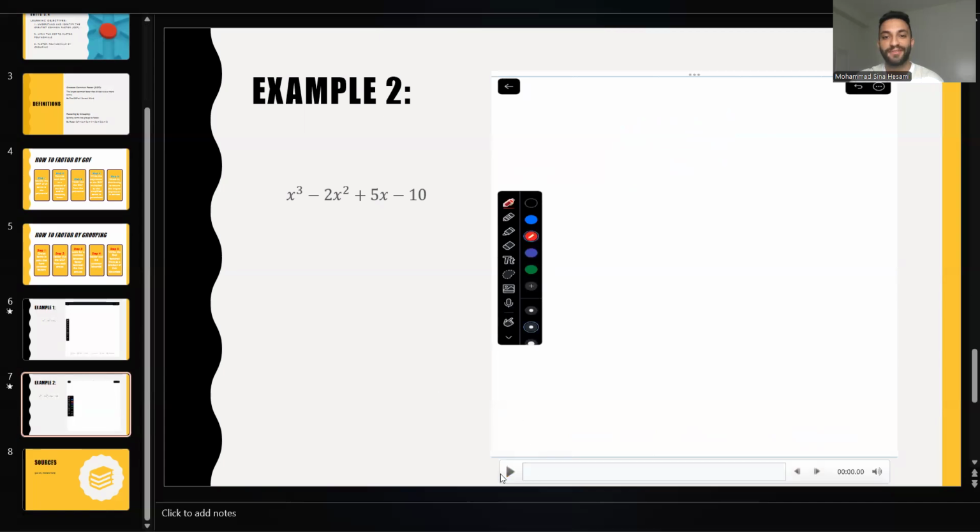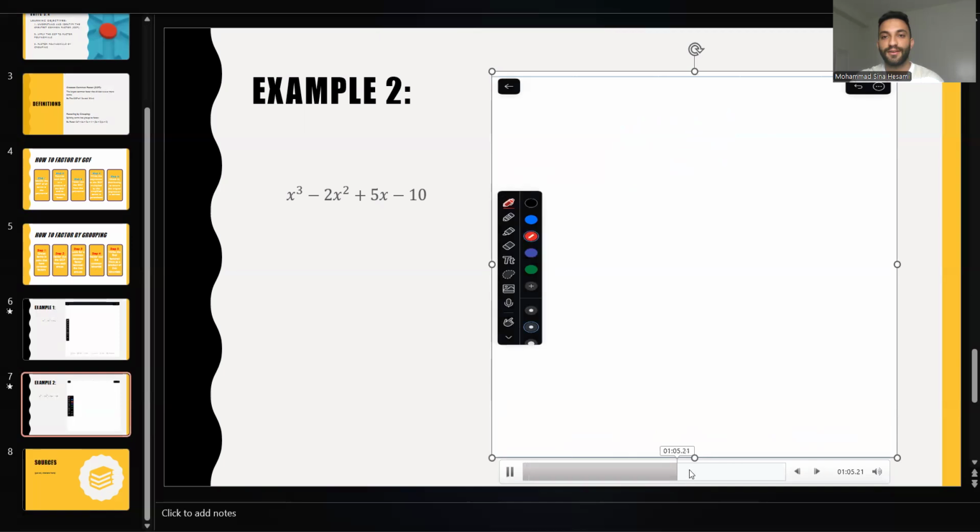I'm sorry, I don't know what just happened. So we were here, yeah. So if we factor out x squared, we are left with, no, we went over this.